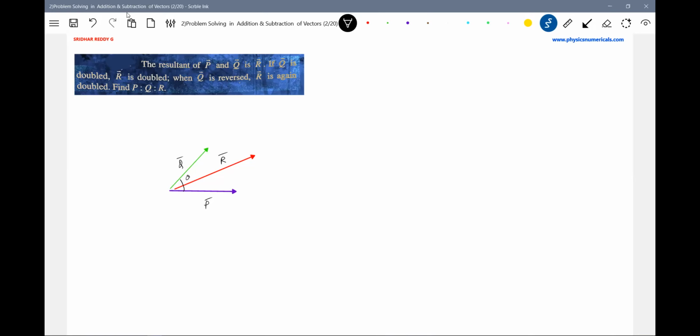Okay, let's do one thing. R square equals P square plus Q square plus 2PQ cos theta.